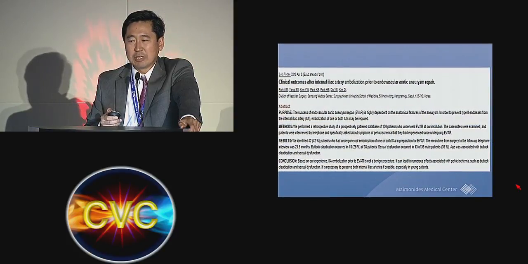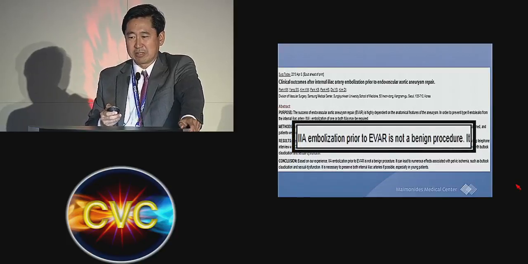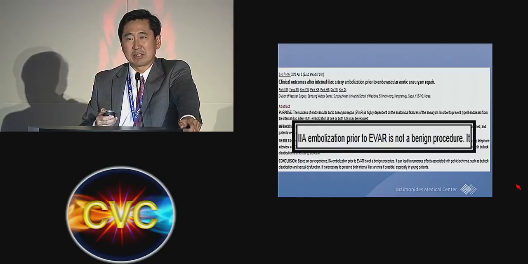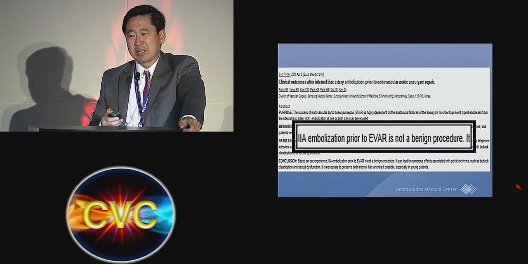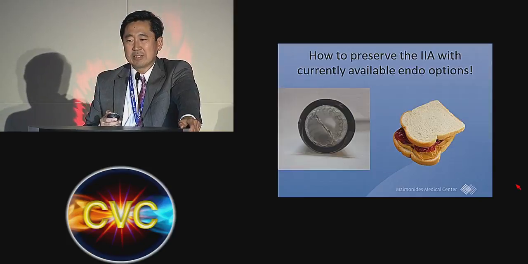And recent reports, this is a large group from Korea, over 100 patients, showed that embolization prior to EVAR is not a benign procedure. In fact, up to 30% of these patients actually had permanent claudication symptoms. So the idea is to preserve it.